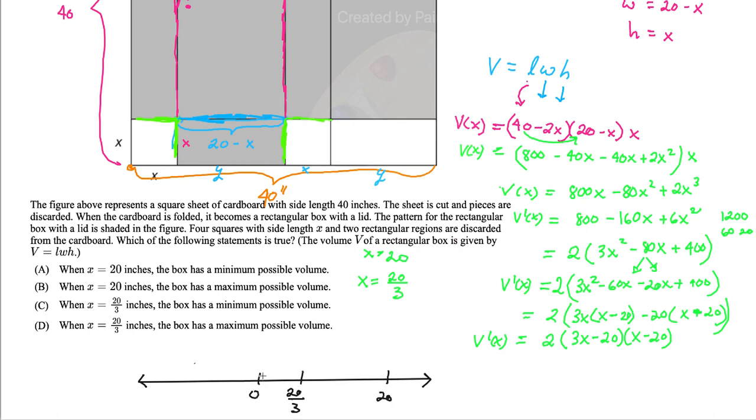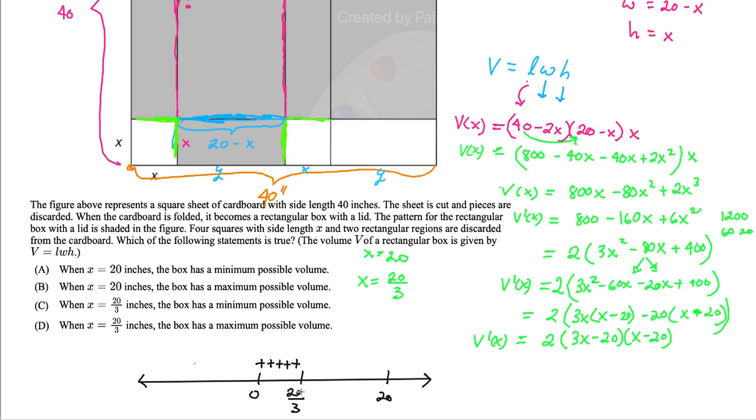Okay, pick a value to the left of 20 over 3. So to the left of 20 over 3 is 0. So I plug in 0. Do I get a positive or a negative? I get a positive. So then that means that the volume of this box is increasing all the way up to this 20 over 3 value, where it stops increasing. Now the question is, does it continue to increase after that, or does it decrease after that?